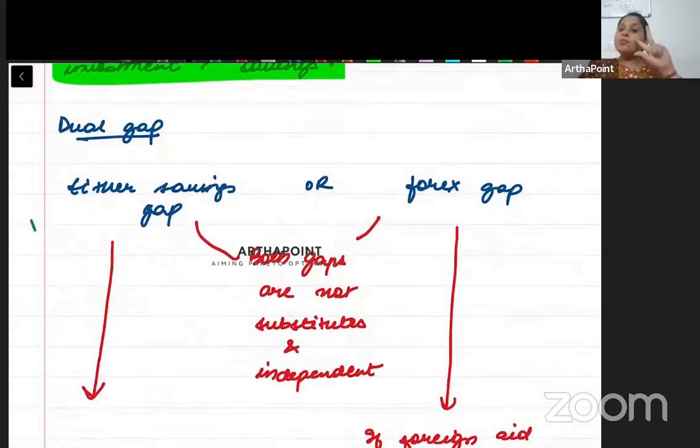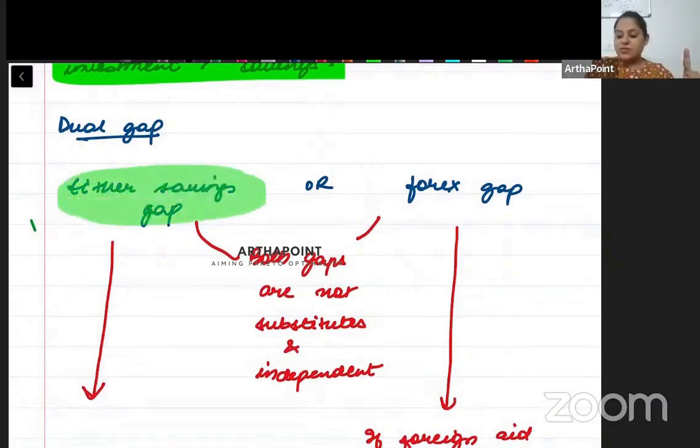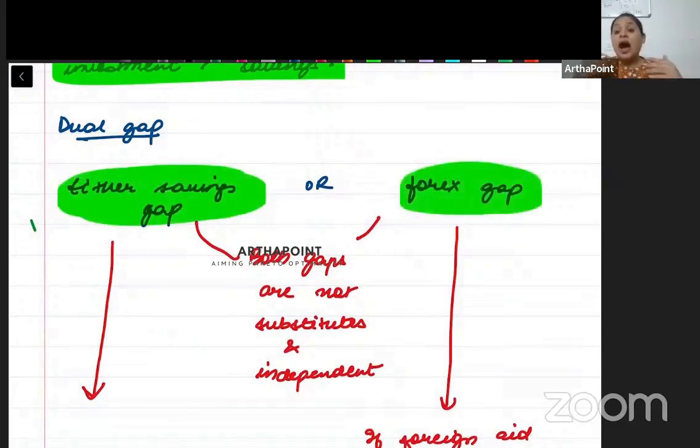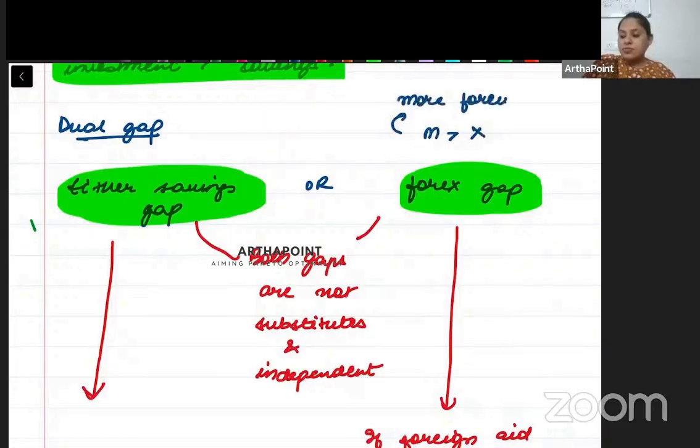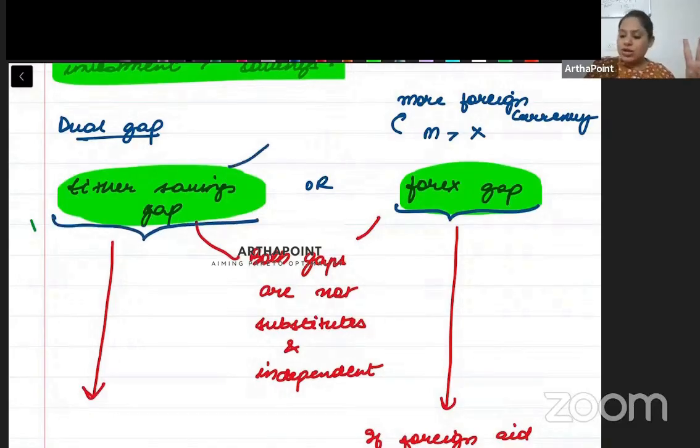तो डुअल गैप मॉडल में हम दो चीजों की बात करते हैं. First thing, the gap between investment and savings, and second thing, the gap between foreign exchange, the gap between how much currency I need and how much currency I have. If I want to import more than export, that means I need to have more foreign currency. So how much currency I need, kitni currency mujhe chahiye, and how much currency I have, that's the foreign exchange gap. तो एक हो गया फॉरेक्स गैप और एक हो गया सेविंग्स गैप. ये दो गैप्स को ही डुअल गैप बोलते हैं.